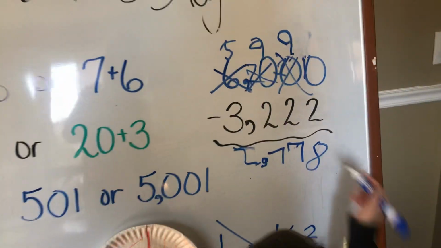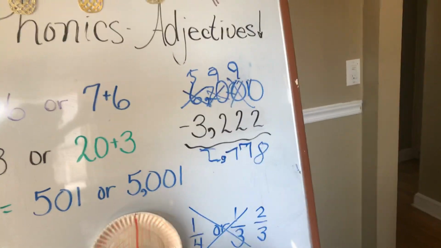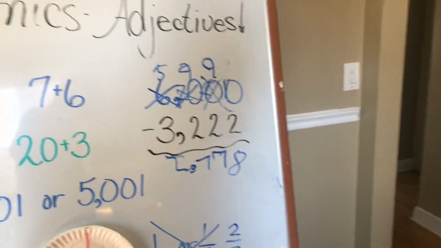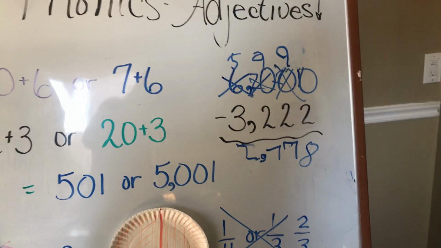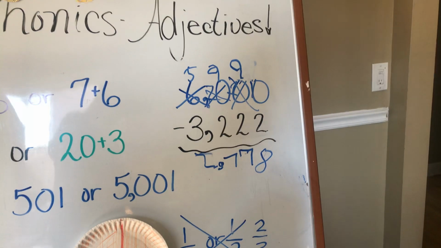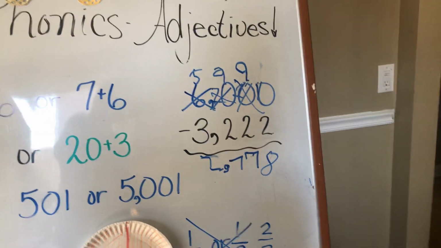2,778. My favorite number. Now, that is also on your math page. If you look at your math page, that is the second problem on page 268. So that will help you do that one. And then the last one, 4,000 minus 2,693, you can do that one on your own.